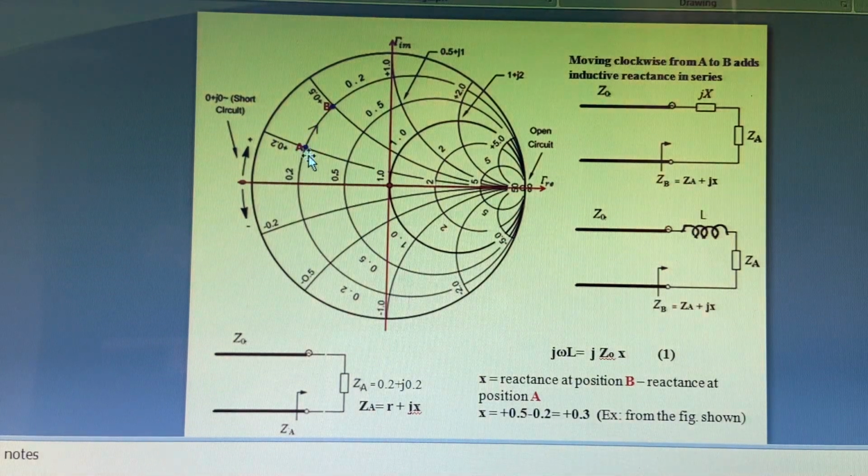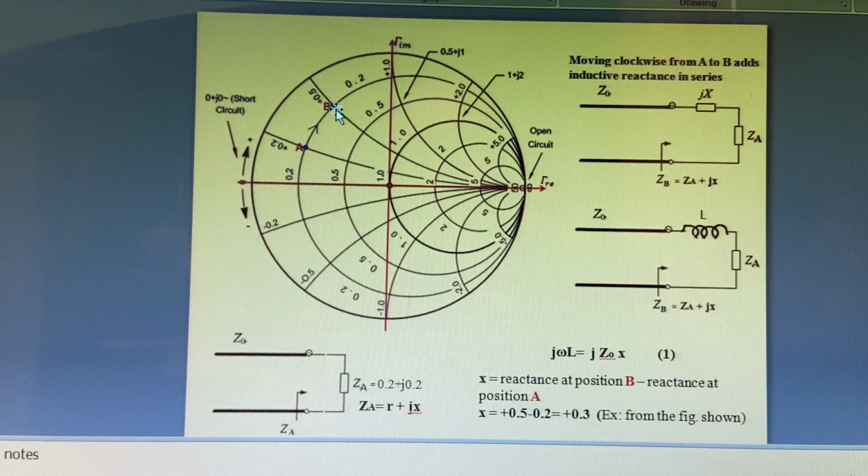We have to note the reactance at this position. Reactance at this position means finding the value of the reactance circle passing through the point A. You can see here, this is the reactance circle passing through the point A. Its value is equal to 0.2. So the reactance at position A is 0.2, and that is what we put here. And the reactance at position B is here.